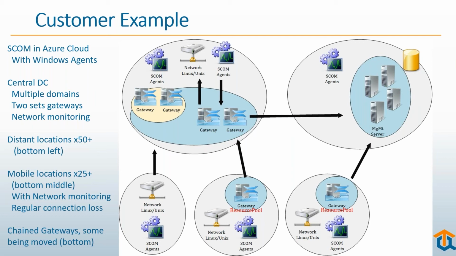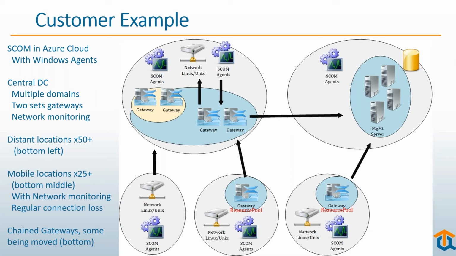And together we put them in a resource pool so we can monitor network and Linux Unix devices as well. Now on the left bottom side, we also see distant locations. These are locations all over the world with a rack of servers, and there are some network devices and some Windows devices there. The centralized gateways are monitoring them remotely, and the Windows agents are just chatting to the gateways in their own domain in the central location.